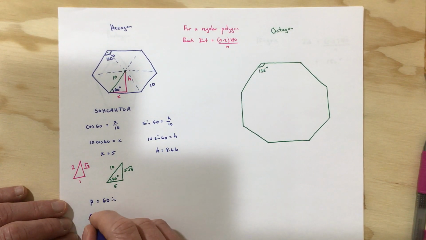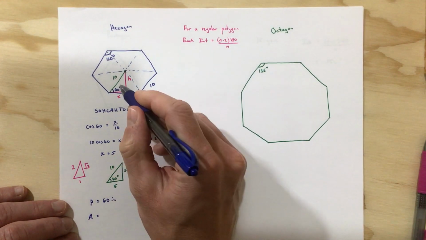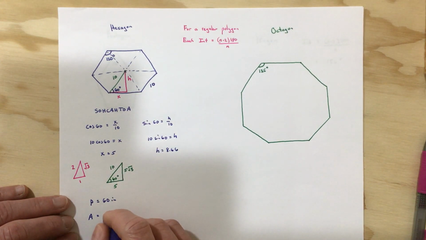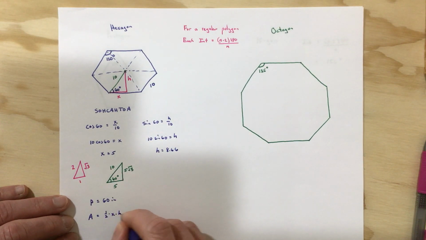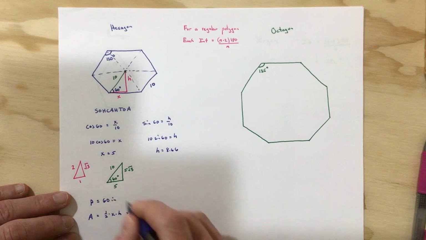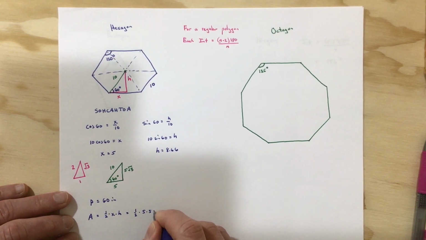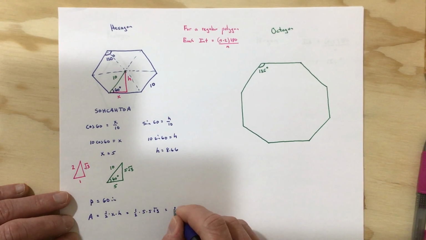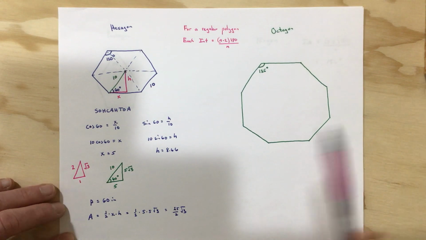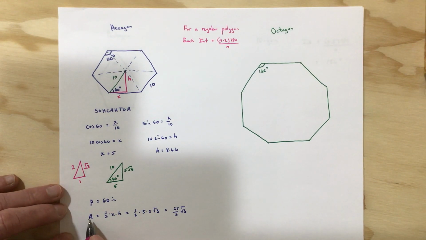What about the area? Well, let's find the area of the little triangle. The area of the little triangle is 1/2 base, which is x, times height. So in this particular case, it's 1/2 times 5 times 5 radical 3, excuse me. So that's 25 over 2 radical 3. Now remember, this area right here is the area of the little triangle.